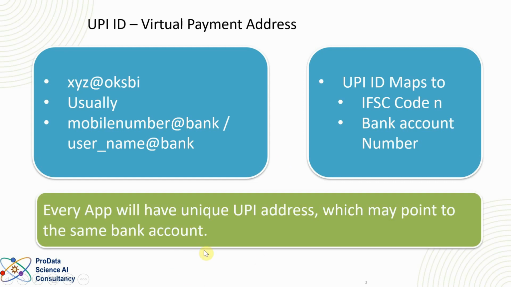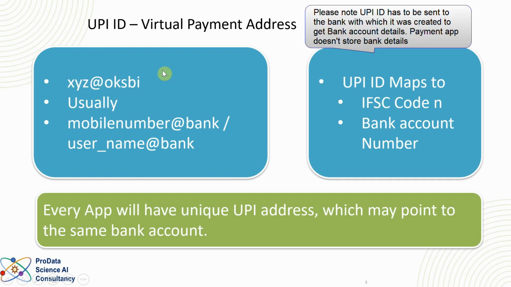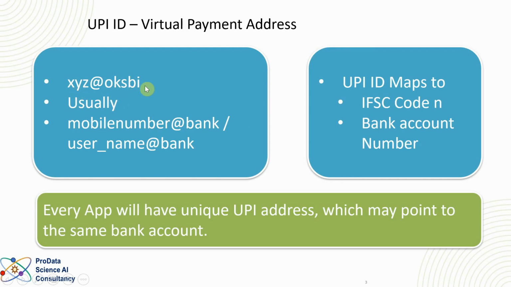Every app, if you have Google Pay, Phone Pay, or let's say Amazon Pay, each app can have a different unique UPI address, which might be linked with the same bank account or a different bank account. What you need to understand is that this mapping, that this UPI ID means this particular account, is specific to a particular app. They have kept their own mapping. It's specific to a particular bank. They understand that XYZ at OKSBI means this IFSC code and bank account.